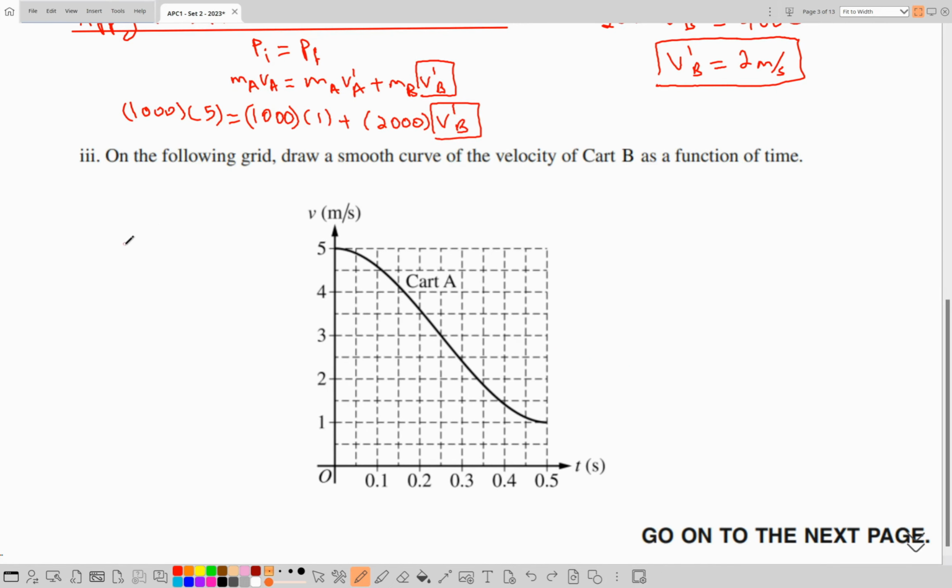Now in idea number 3, they're telling us, on the following grid, draw a smooth curve of the velocity of cart B as a function of time.